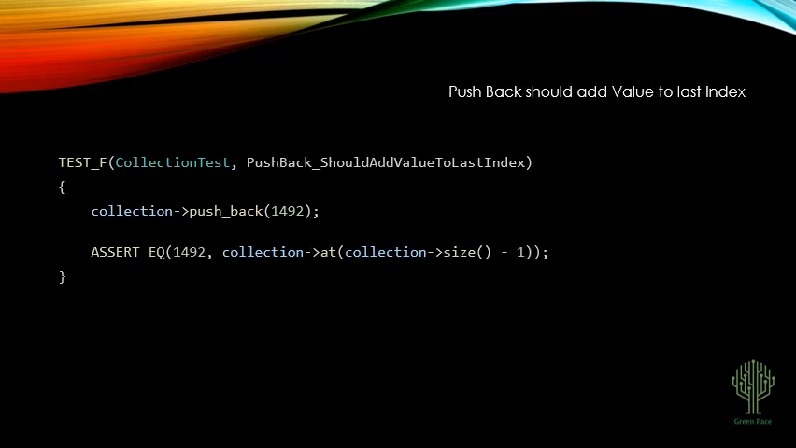The next test is that pushback should add the value to the last index. In this test, we call the pushback method with the value 1492, and then assert that the value at that index is equal to 1492.